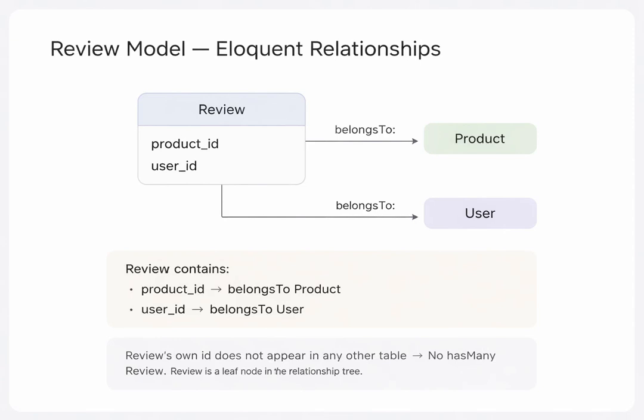The review model, like order item, is a leaf node. It only has belongs to relationships. It contains a product ID, so it belongs to product. It contains a user ID, so it belongs to user. Nothing else in the schema references the review's ID, so there are no has-many relationships on the review model. This completes the full relationship map for the schema.